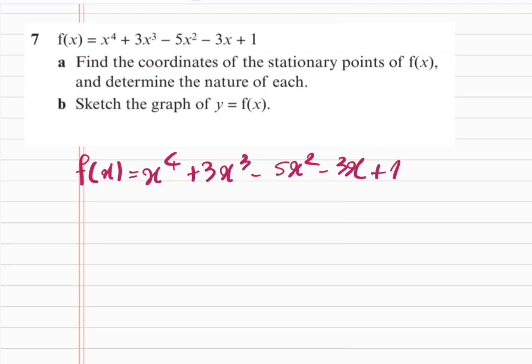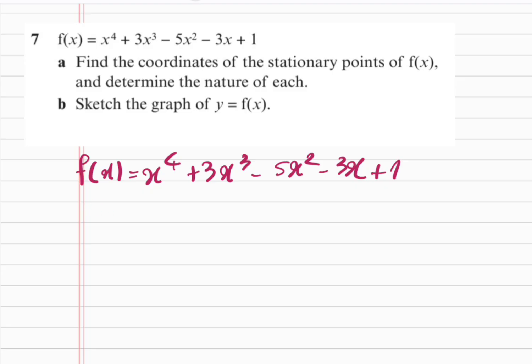Hi everyone, this video is on exercise 12B, question 7. So we have the function f of x and we want to find the coordinates of the stationary points of f and then determine the nature of the stationary points. To find the stationary points, we first need to differentiate this function and then set the derivative equal to 0 so that we can find the x coordinates of the stationary points.